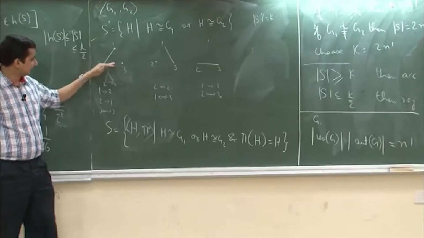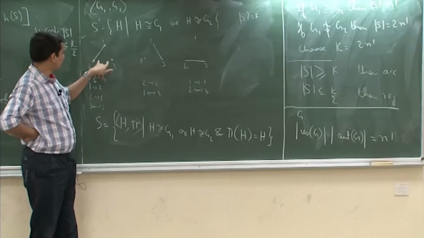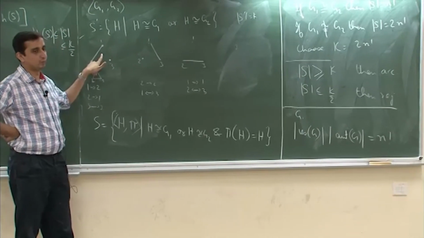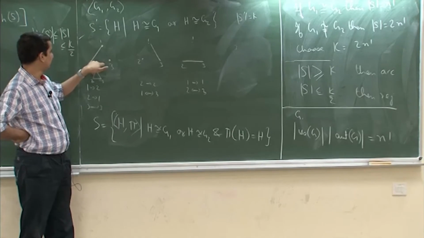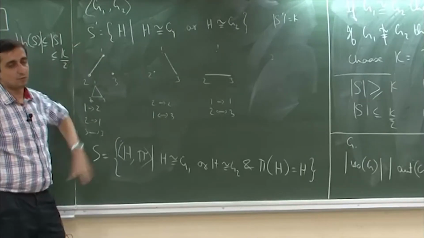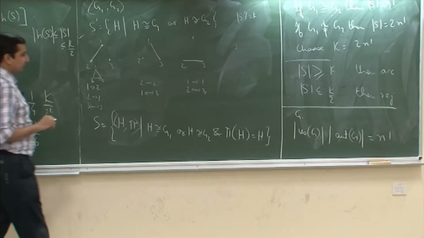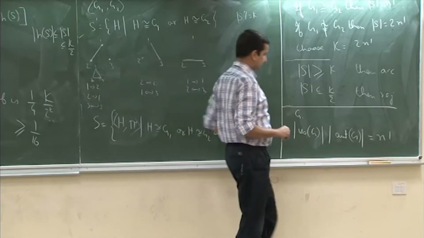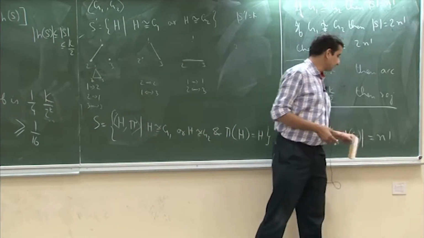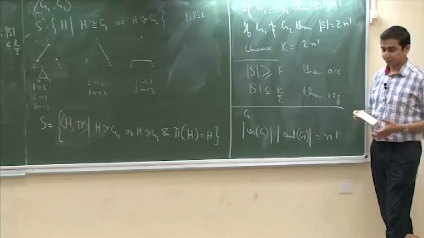Here there are 3 graphs which are isomorphic to G, but the number of automorphisms of this is exactly 2, because the only way to get an automorphism is 3 gets mapped to 3 and 1 and 2 get interchanged. So that is 3 times 2. I do not want to get into the details of this. It is a basic fact from group theory, but I will not go into the details.